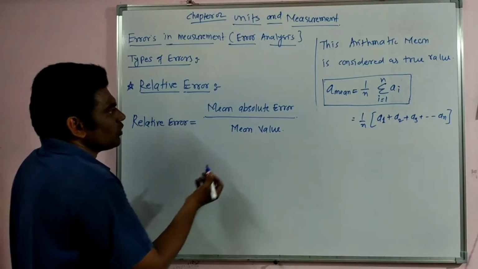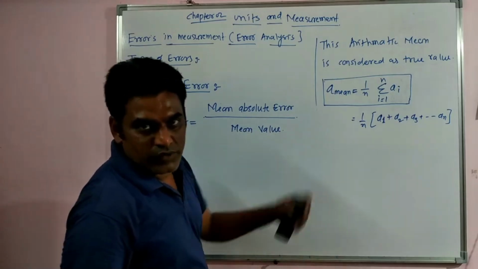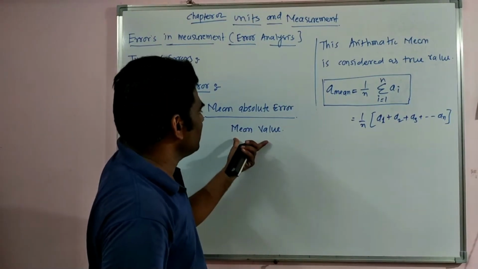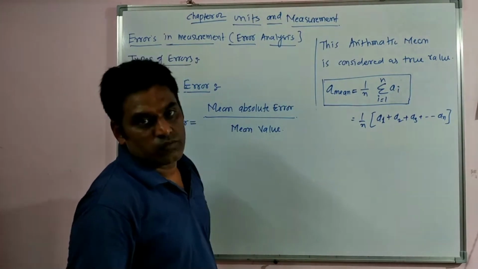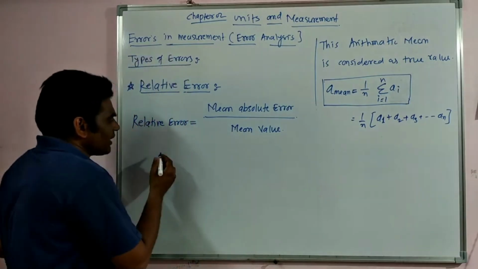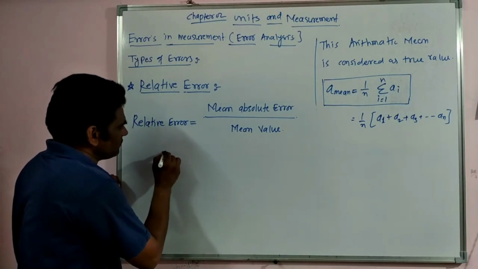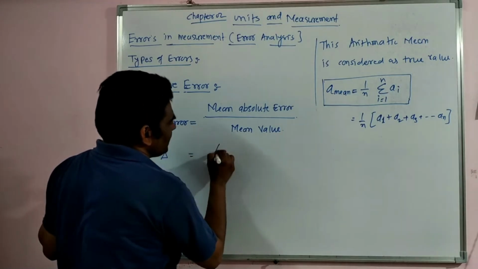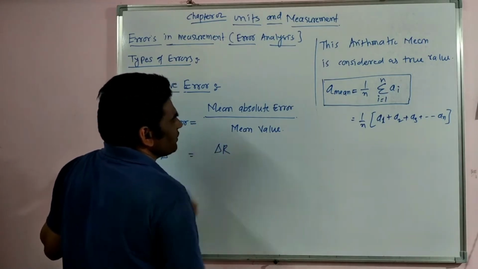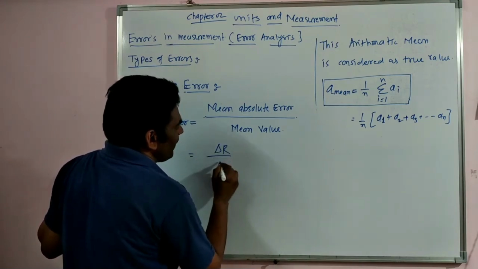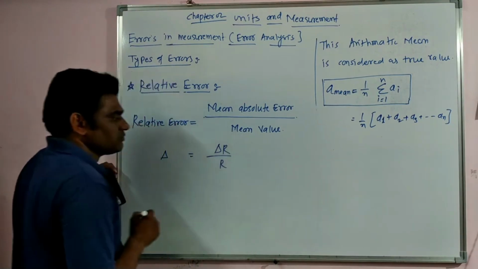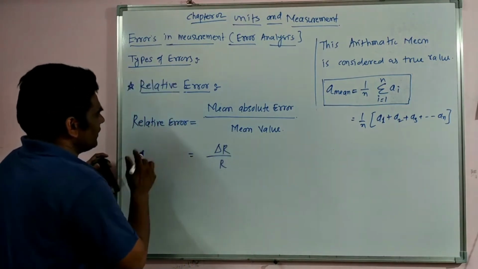Okay, so this absolute error we know how to calculate. Now divided by the mean value, this is the relative error. So we can write this as a relative error: delta R, let us say, that is the mean error, divided by the actual value, that is R. So this is a relative error.